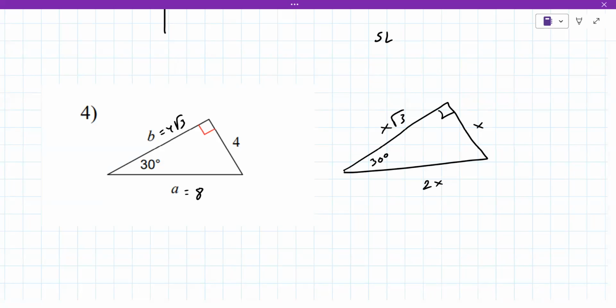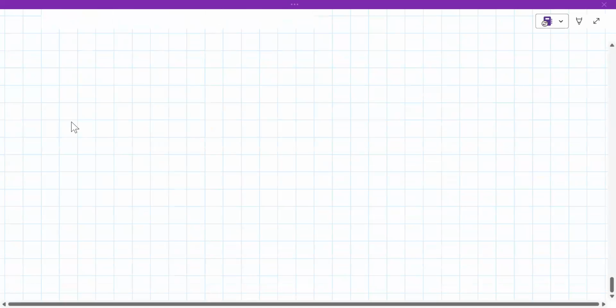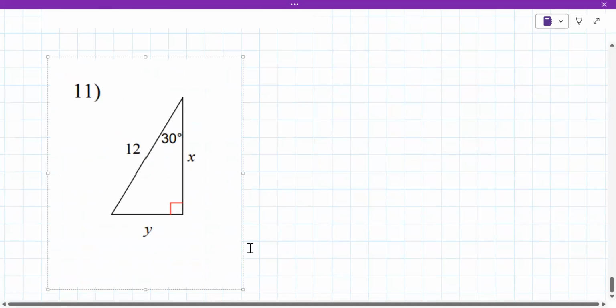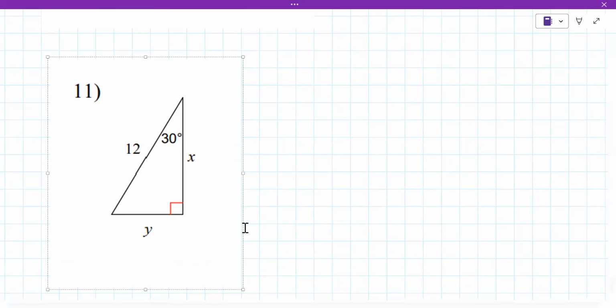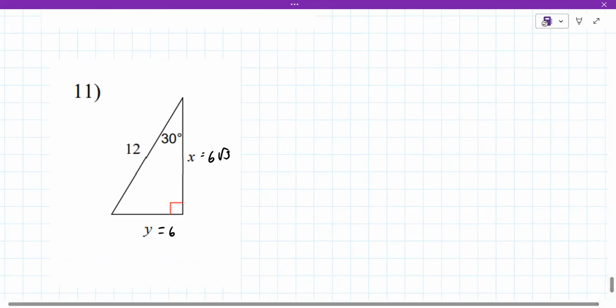All right. Here's a new problem for you to look at. So you've got to say the letter: okay, it's A equals, or in this case, x equals, y equals. Y equals 6 and x equals 6 square root of 3. Really, really good.